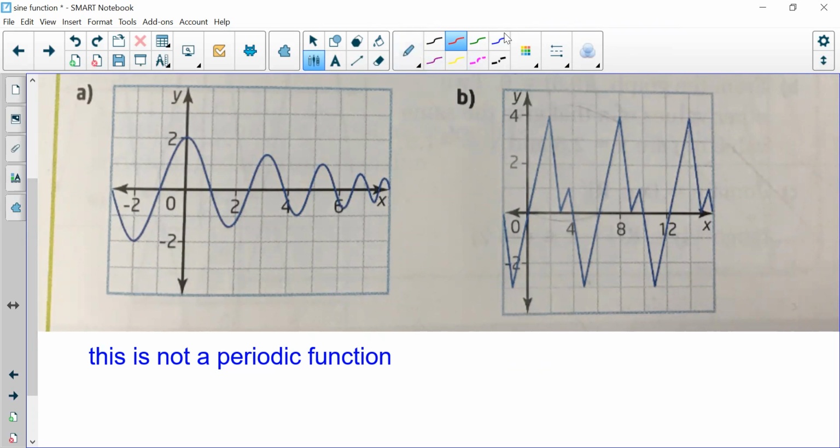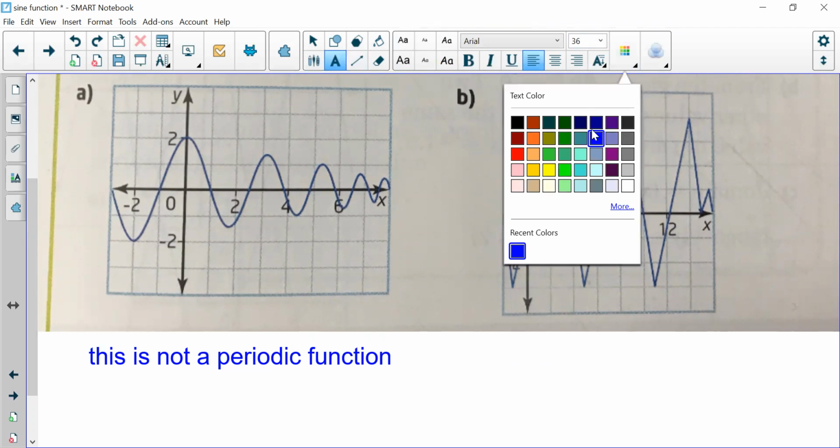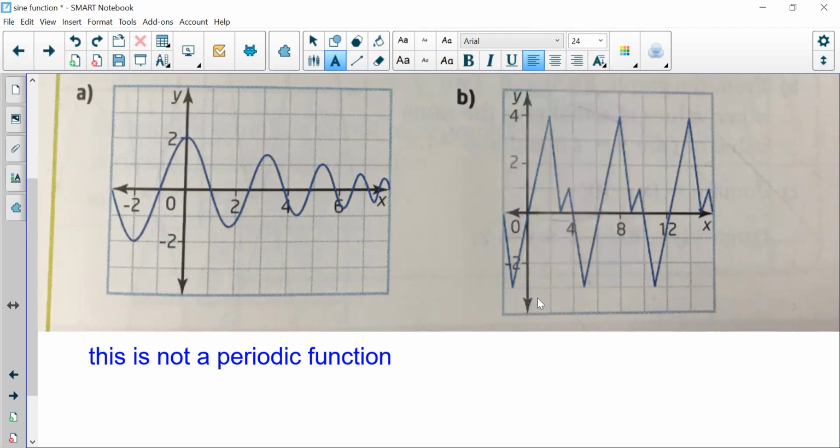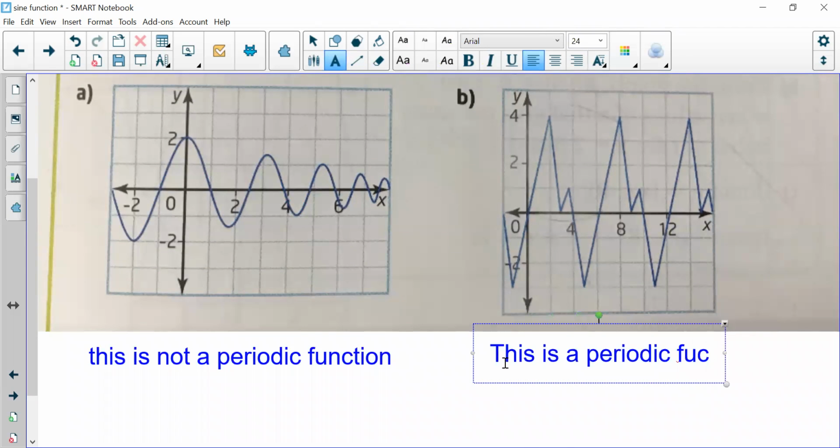Is it a periodic function? Yes, like it keeps repeating. Like so first it goes up to 4, then it goes down to 1.5, then it goes up to 2, and then it goes down. Good. It keeps going up and down.